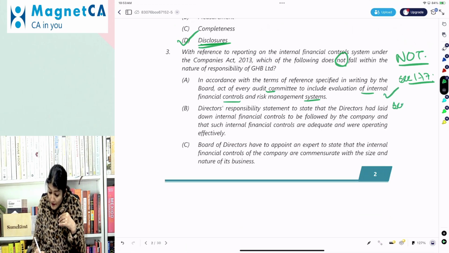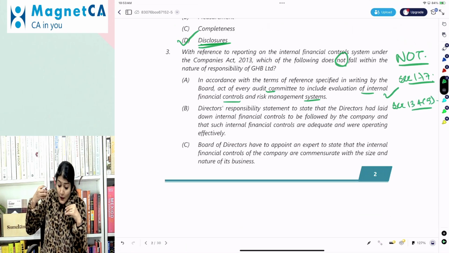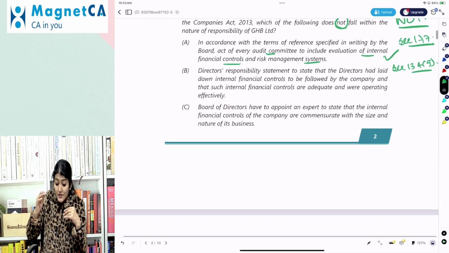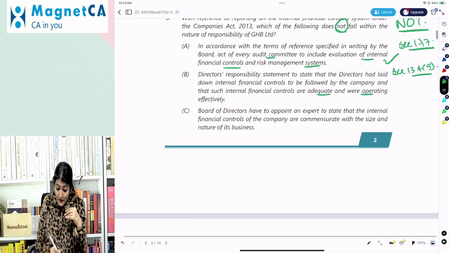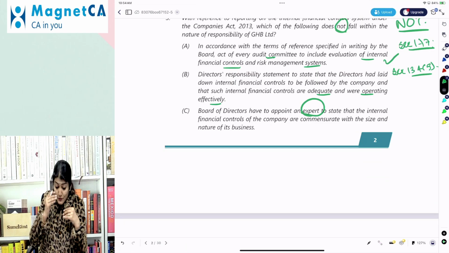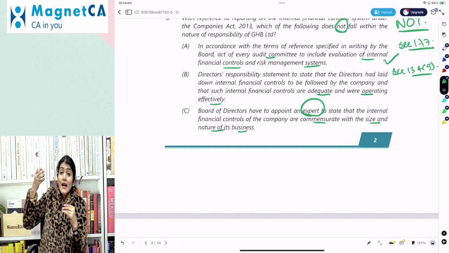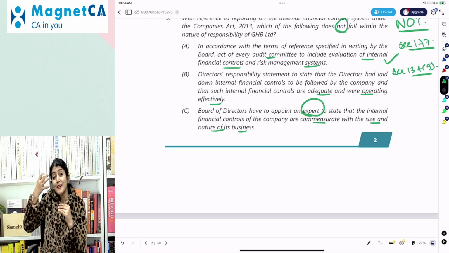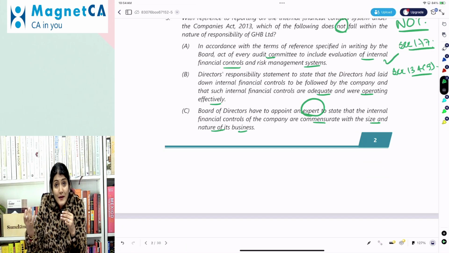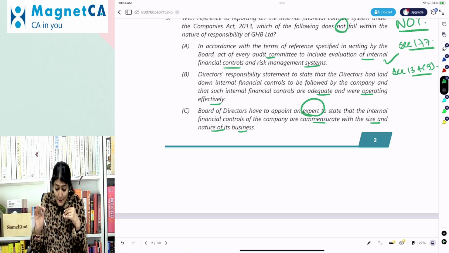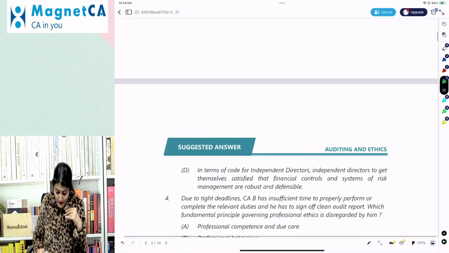Under Section 134(5), the directors must state that they have laid down internal financial controls (IFC) to be followed by the company, and that such IFCs are adequate and were operating effectively. The board of directors does not have to appoint an expert to state that the IFC of the company are commensurate with the size and nature of its business. In CARO clause 14A, the auditor has to report whether the company has an internal audit system which is commensurate with the size and nature of business, but not that the board of directors have to appoint an expert.